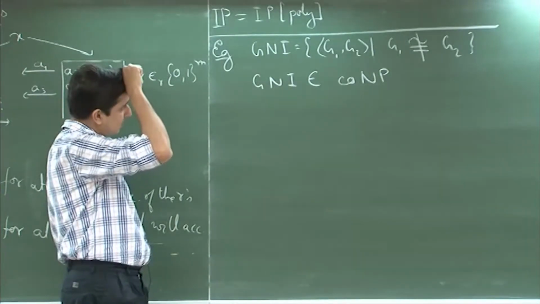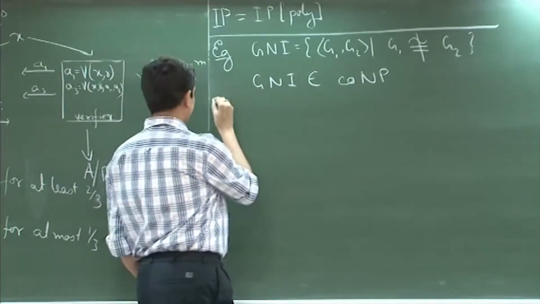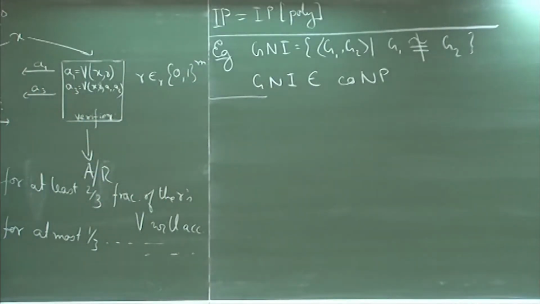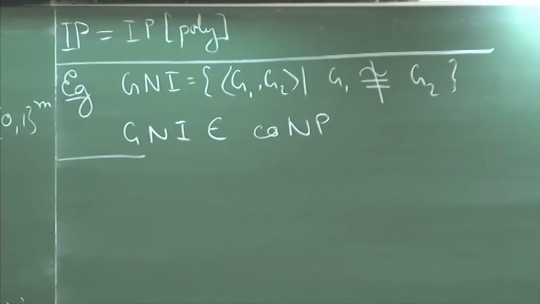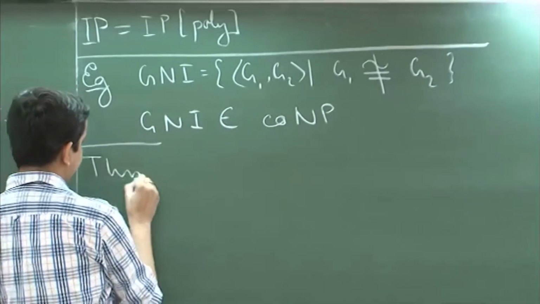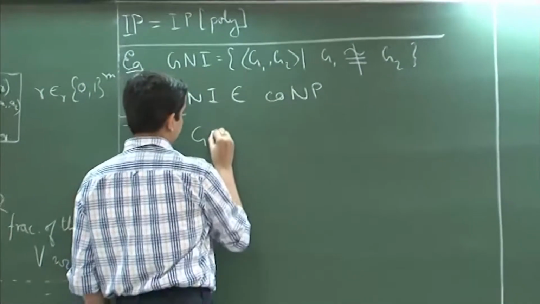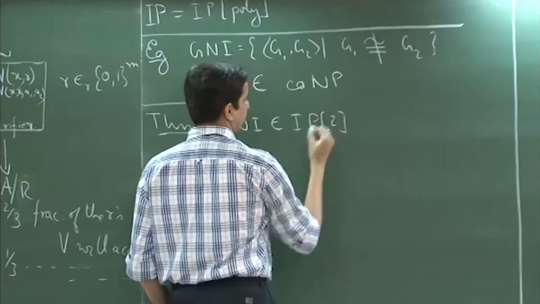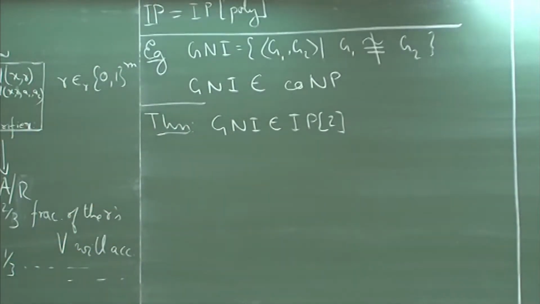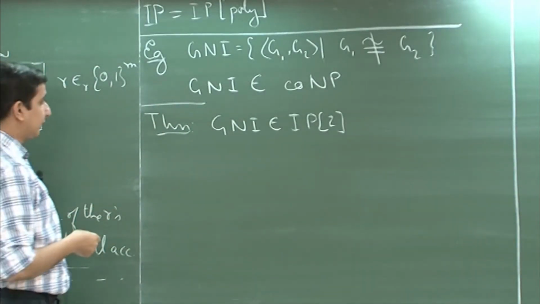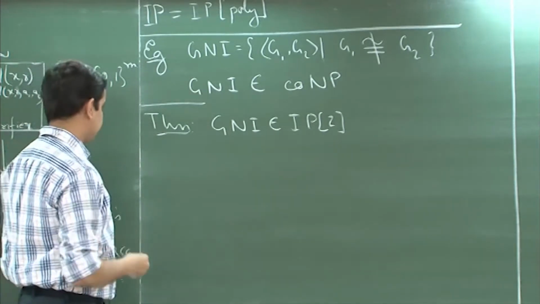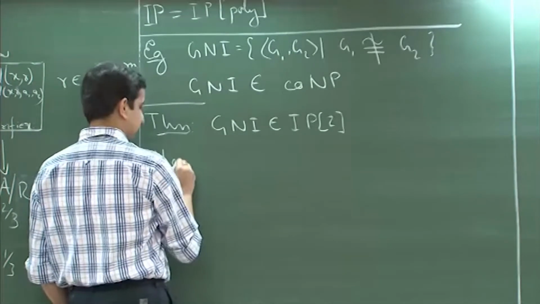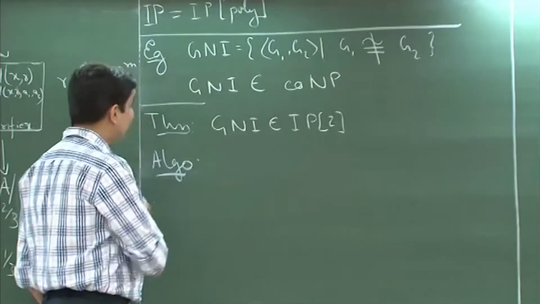So, can we say something more? Can we give an interactive proof model for graph non-isomorphism? As it turns out, what we can show is that graph non-isomorphism is in IP2. So, in 2 rounds of an interactive proof, you can decide graph non-isomorphism. And the algorithm is quite simple, as well as the analysis.